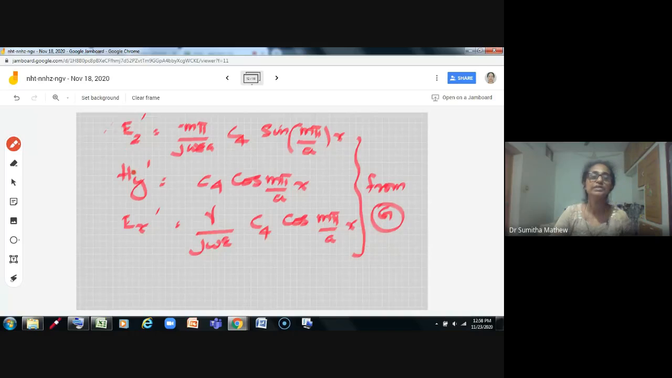That means, in general, we can write the amplitude component alone as Ez dash is equal to minus m pi by j omega epsilon a into C4.